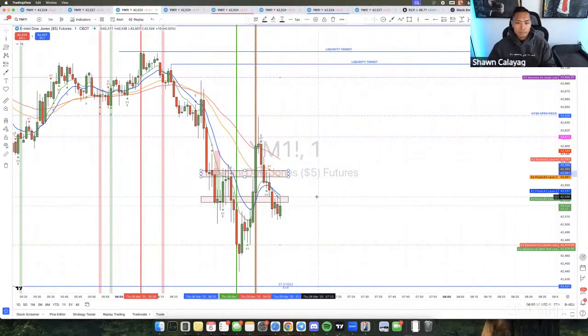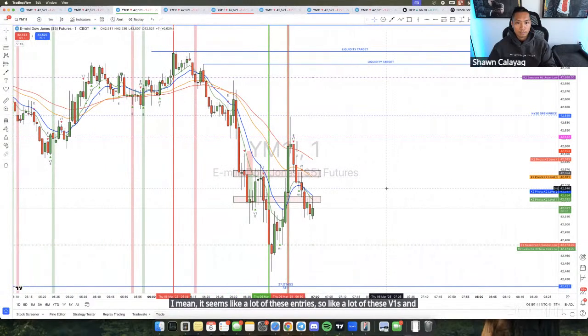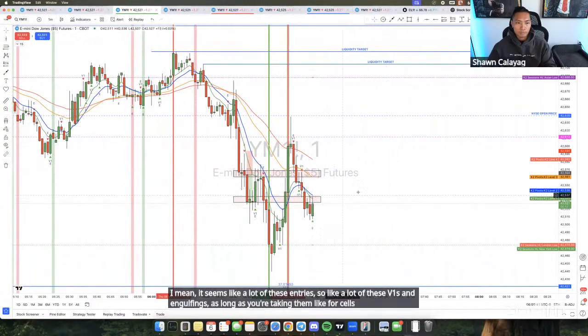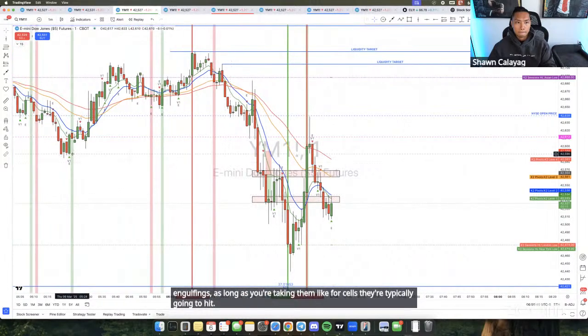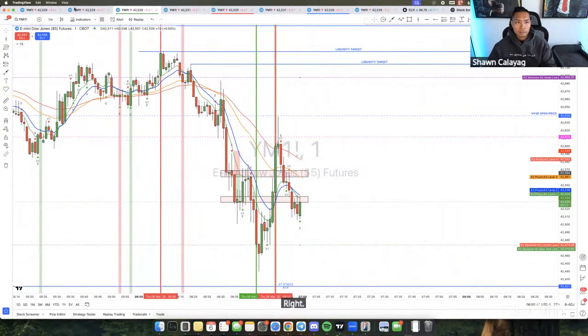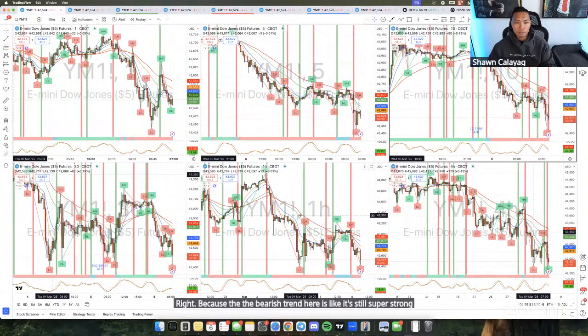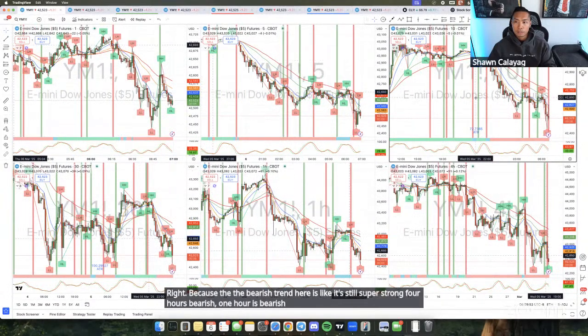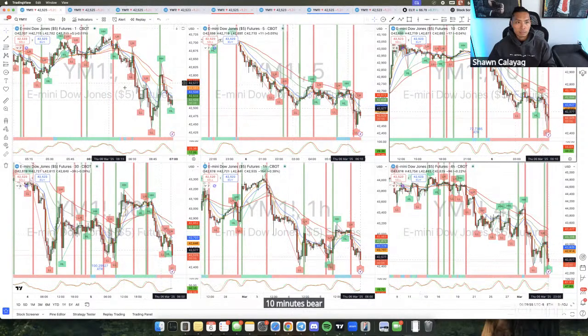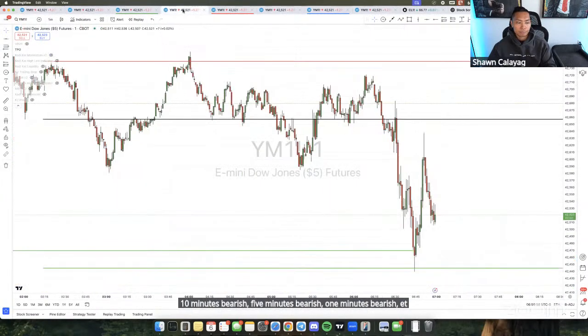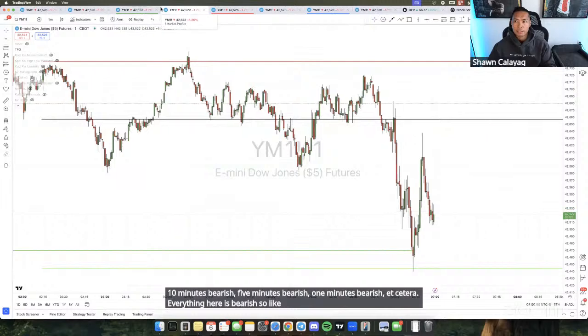I mean, it seems like a lot of these entries, so like a lot of these V1s and engulfings, as long as you're taking them for sells, they're typically going to hit, right? Because the bearish trend here is still super strong. 4 hours bearish, 1 hour is bearish, 30 minutes bearish, 10 minutes bearish, 5 minutes bearish, 1 minute bearish, etc. Everything here is bearish.